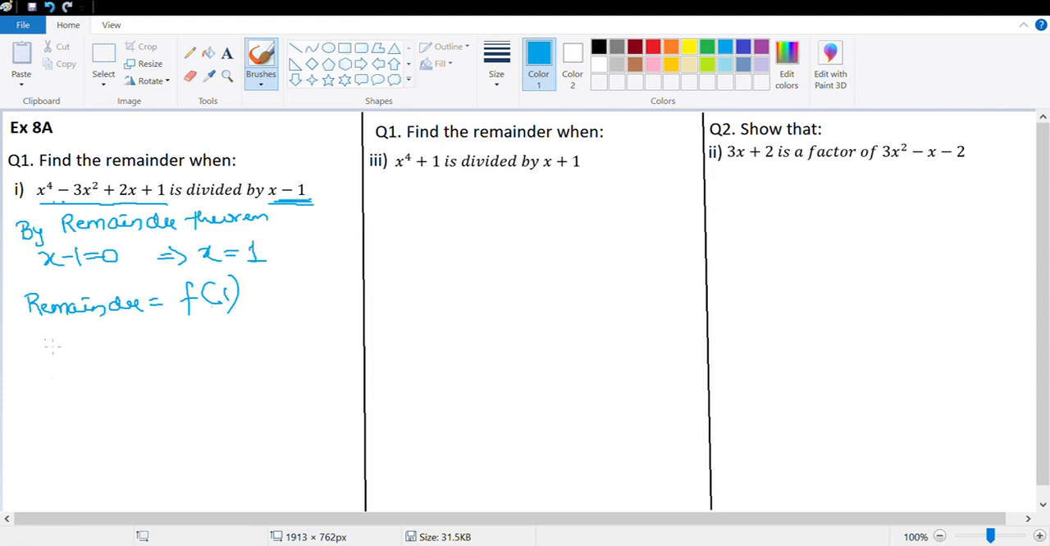In this case, let's put the value of x as 1. So f of 1 will be equal to 1 to the power 4 minus 3 multiplied with 1 to the power 2 plus 2 multiplied with 1 plus 1.